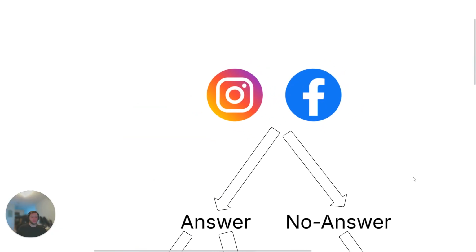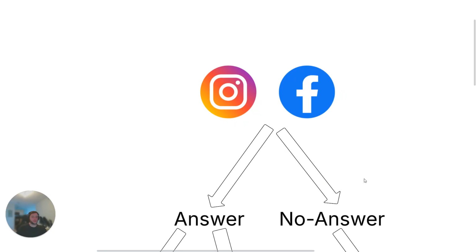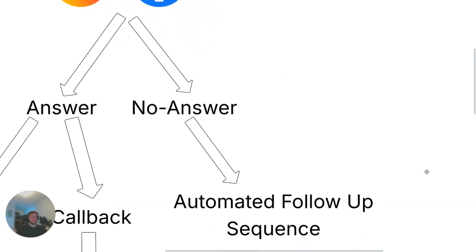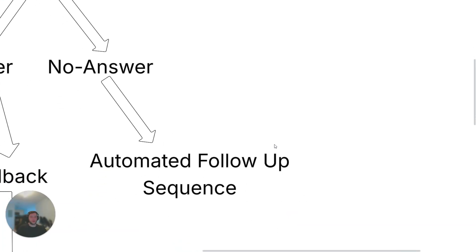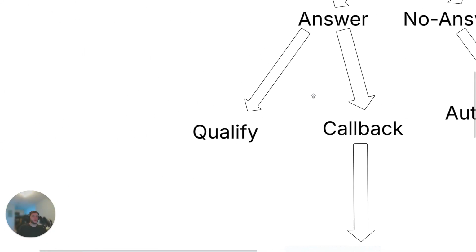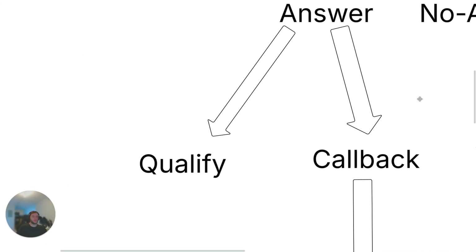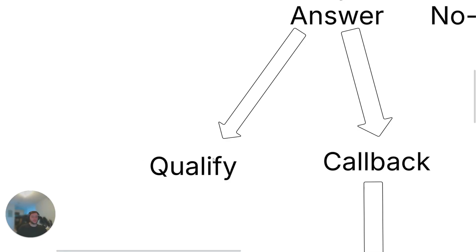Typically what happens is prospects are going to answer or not answer. For those that don't answer, we toss them into an automated follow-up sequence and they continue to get called until they pick up, or we switch to an SMS agent and do the exact same thing. For those that do answer, typically they have the time and we qualify them, and if they are qualified, we book them into an appointment. If they are not available and they're busy for whatever reason, they'll ask for a callback.